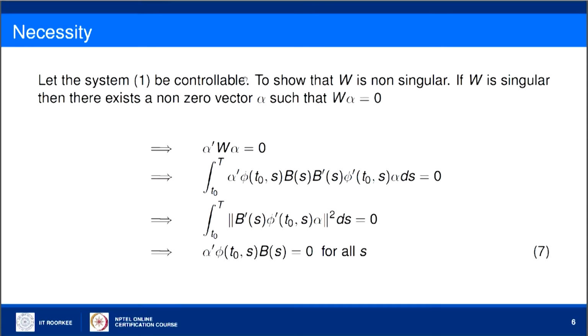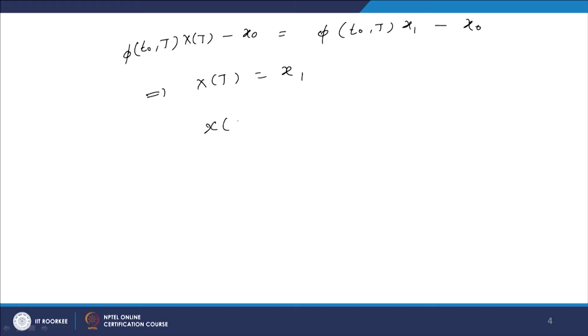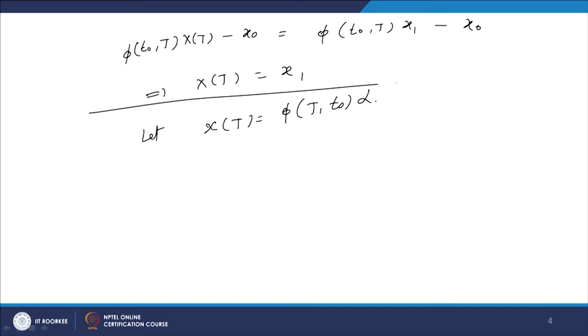See, first we have assumed that the system is controllable and W is singular, and we arrive at this expression. Now, we will show that it will give a contradiction to the controllability of the system. So, now we assume that the initial condition is x(t0) equal to 0 and the final condition is x(T) equal to phi(T, T0) into alpha, and x naught equal to 0.